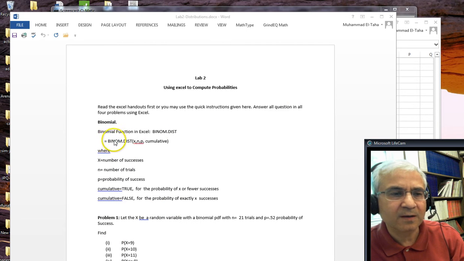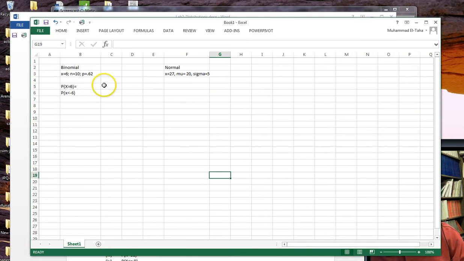So we're looking for the binomial.dist. So we go here and already have a couple of questions. So this is the binomial I want to work with. Number of successes is 6, number of trials is 10, probability of success is 0.62. I want to compute the probability of x equals 6, and here I want the probability of x less or equal to 6.